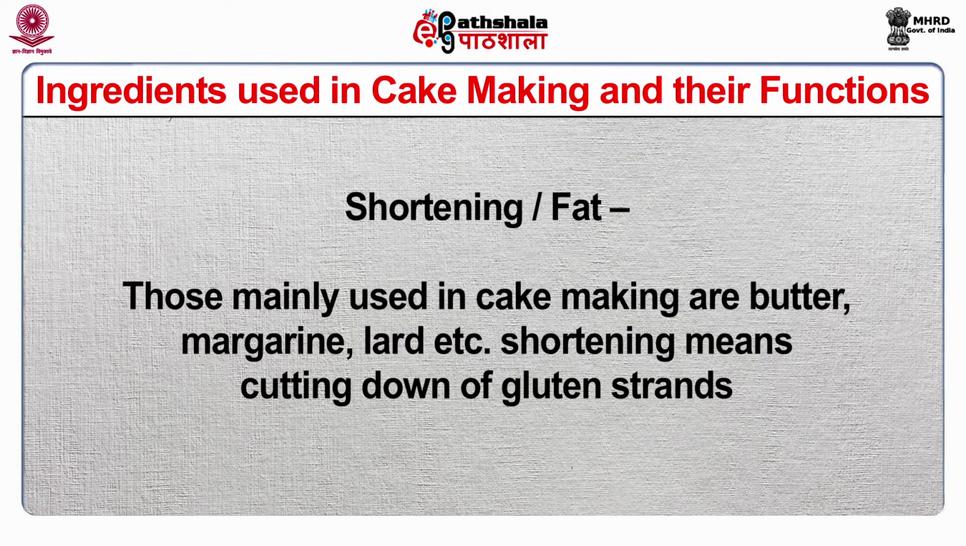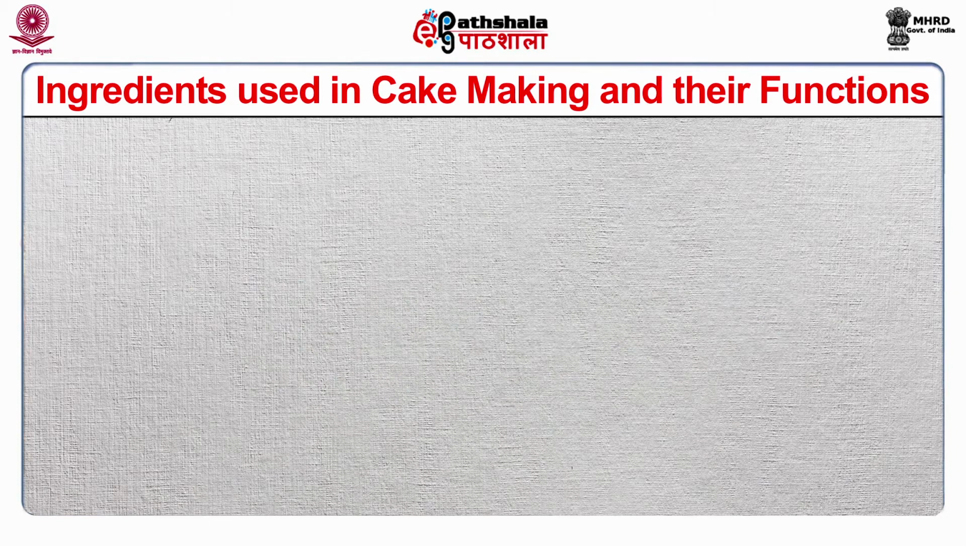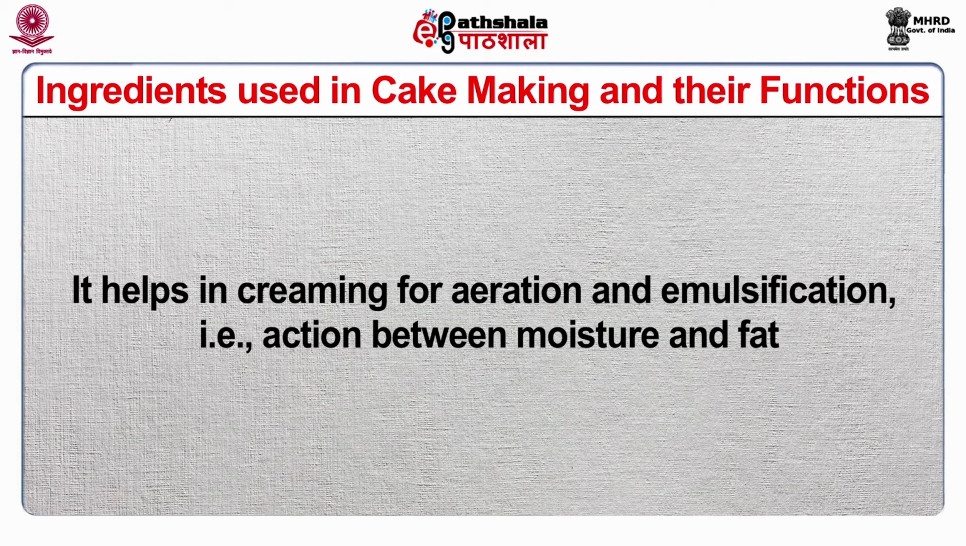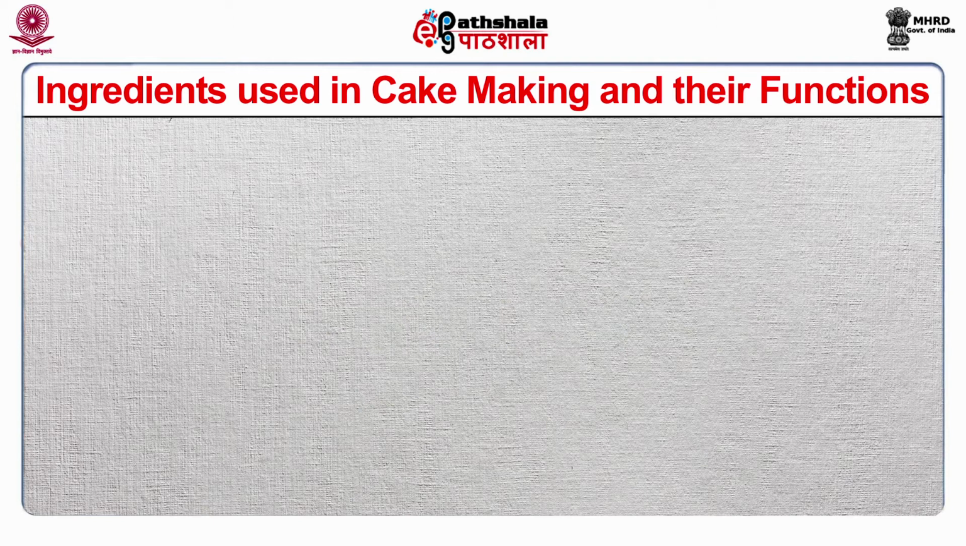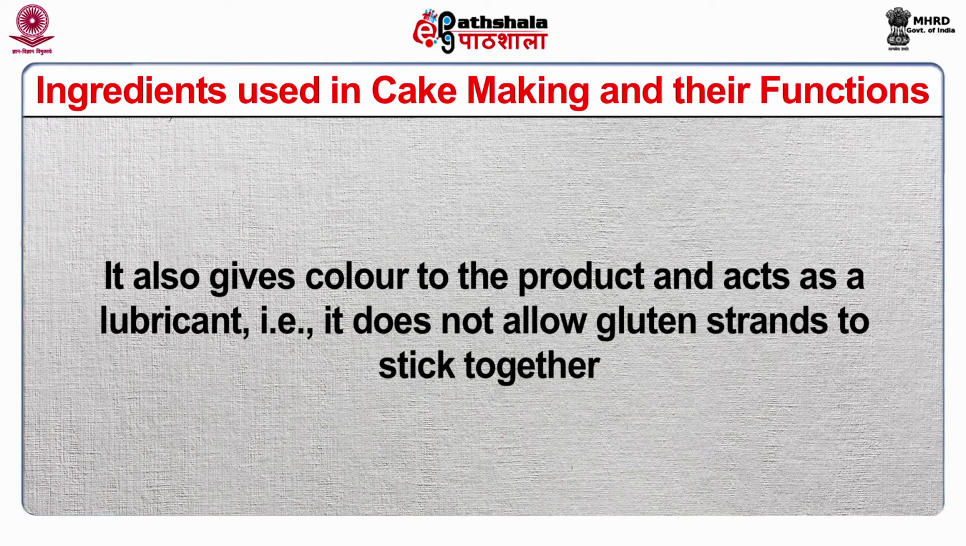Shortening and fats. Those mainly used in cake making are butter, margarine, lard, etc. Shortening means cutting down of gluten strands. It helps in creaming for aeration and emulsification, that is, action between moisture and fat. It also gives color to the product and acts as a lubricant, that is, it does not allow gluten strands to stick together.